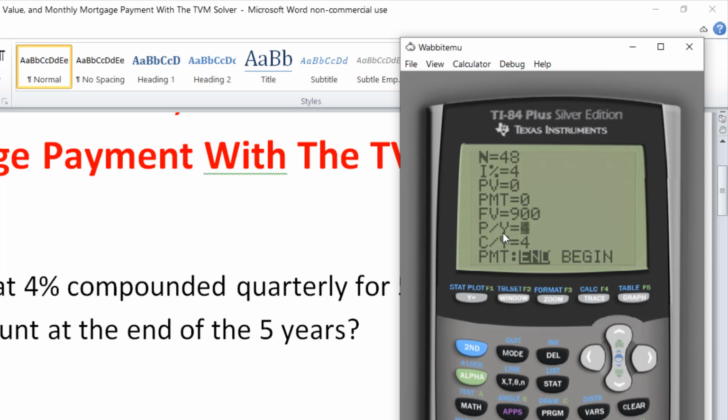Compounded monthly, so the P/Y is going to be 12 payments per year. And notice if I scroll up, the C/Y will change to 12. Those usually are going to be the same. Now I'm looking for principal or present value, so I scroll up to PV and hit alpha and then enter. And actually this was 3.5%, so it's just 3.5.